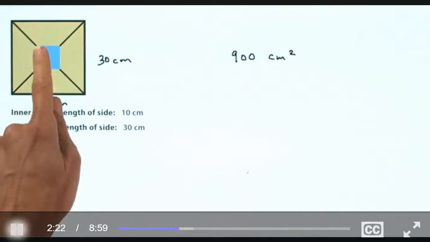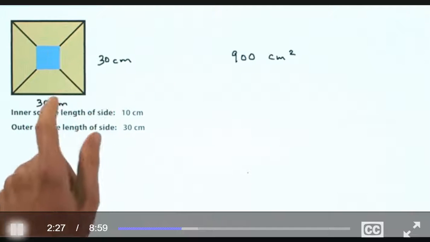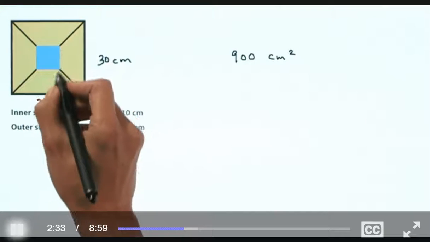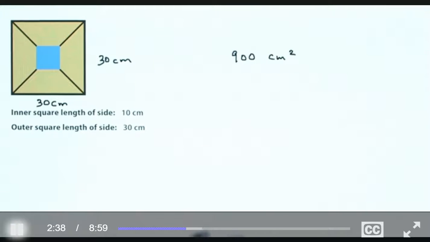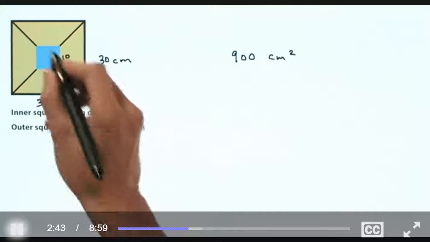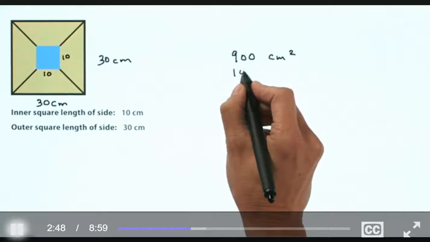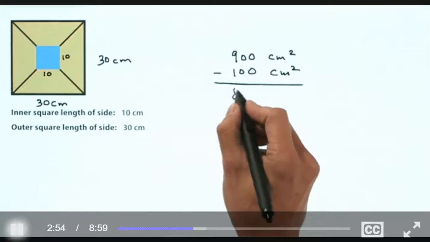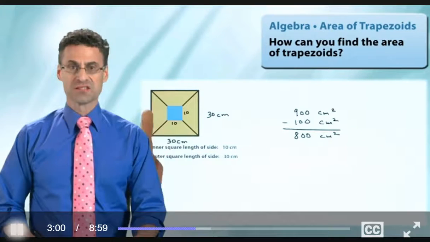But actually, we want to remove that little teeny square because that has no yellow in it at all. That's actually blue. And we know that the length right here is 10, and this is 10. So the area of the blue part is 10 squared. 10 times 10 is 100. So if we subtract that away, that's only going to give us the yellow parts. That's 800 centimeters squared.